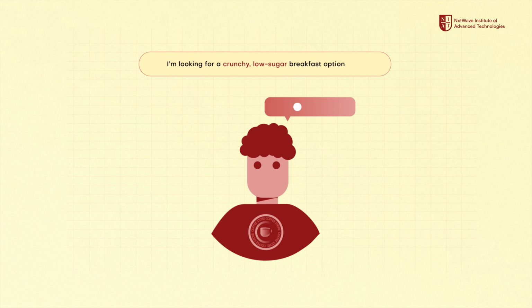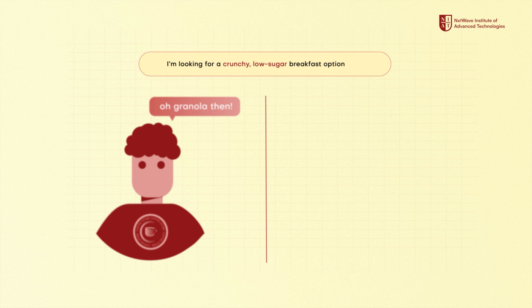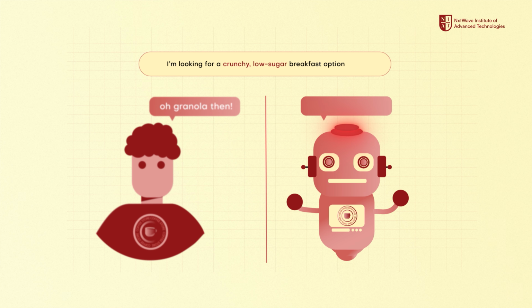Imagine you walk into a store and say, I'm looking for a crunchy, low-sugar breakfast option. Now the store clerk hears your words, gets your intent, and takes you straight to the organic granola section. But what if the clerk is a machine, and the best matching product review doesn't even use any of your words? That's the real challenge of search.